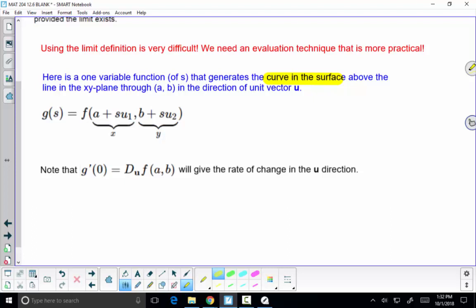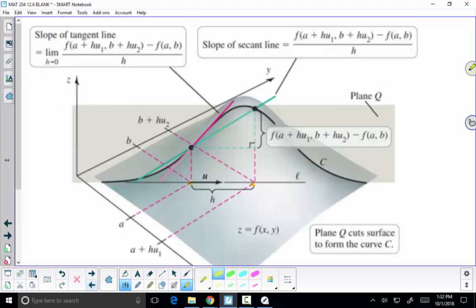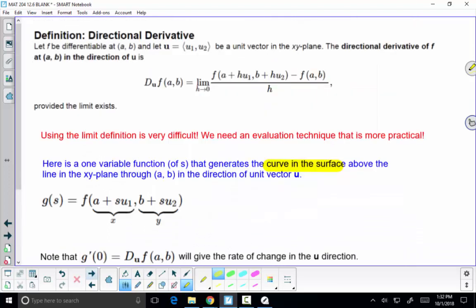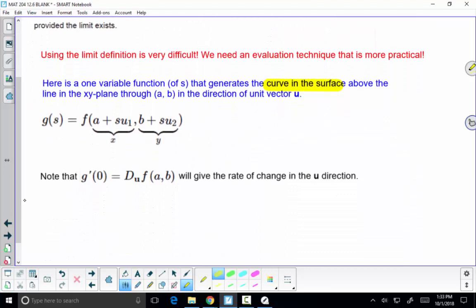So all we're doing, if we go back to here, and we look at the x and the y values right there, we're going to say, let's create this function where we're going to make it a function of s. And u1 and u2 are going to be the components of that unit vector. So the components of the unit vector are going to be scaled by s. So s is our independent variable.